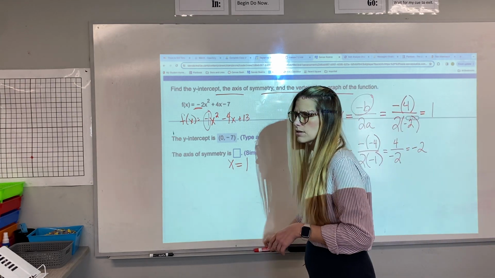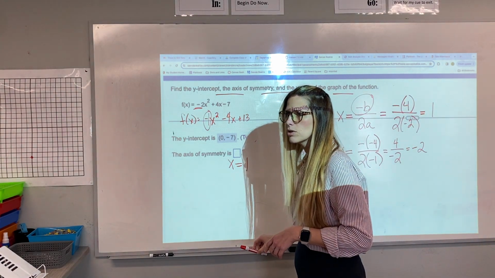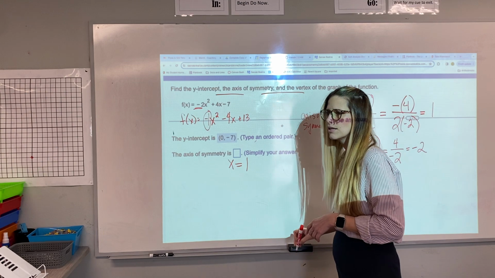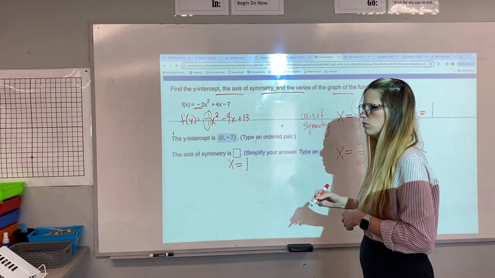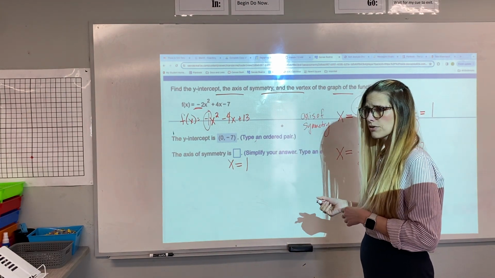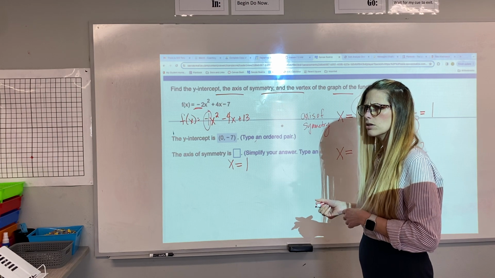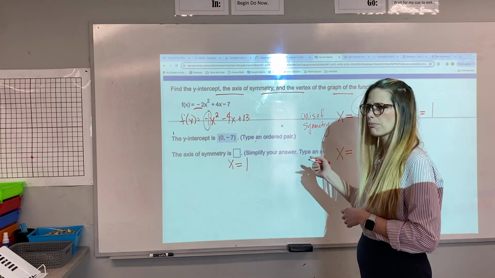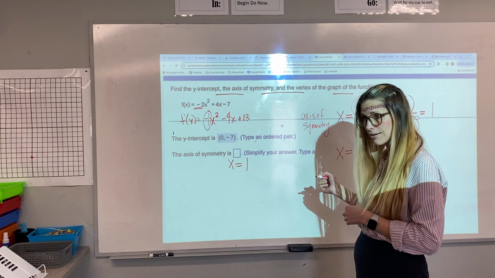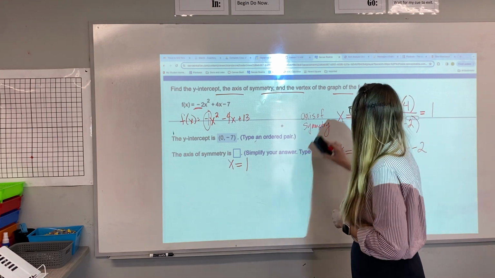I know what the vertex is. What'd you say? I know what the vertex is, I think. Did you actually solve for the vertex, or did you just plug it back into the function? Yeah. You did? Sort of. Okay. Walk me through it.